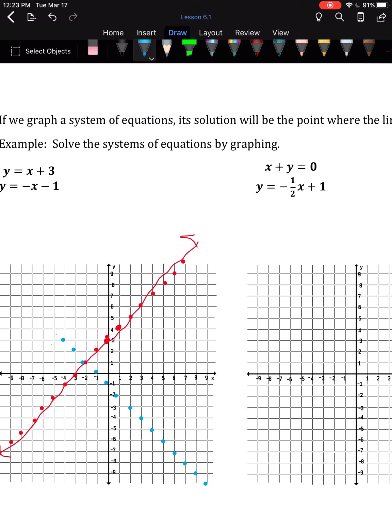I should have a point where they match. The blue and the red lines match. Okay. And here, that point is there. It is the ordered pair negative 2, 1.